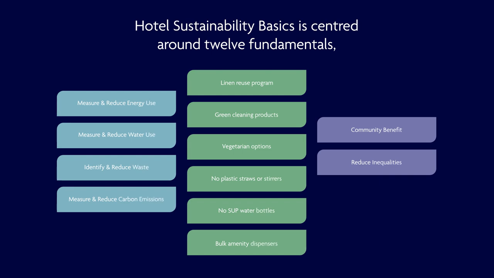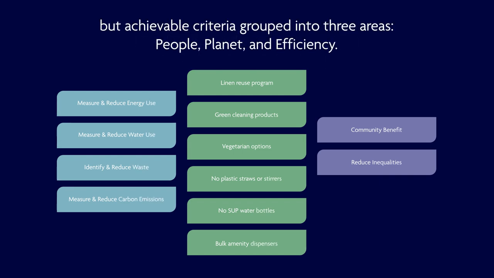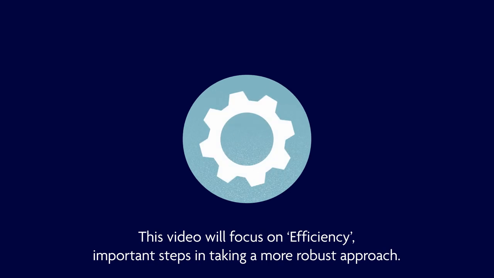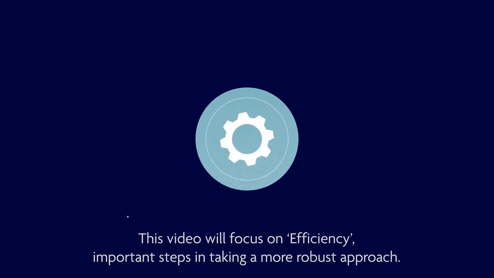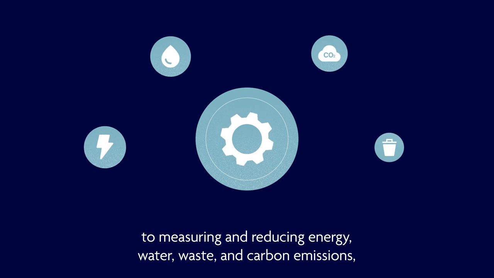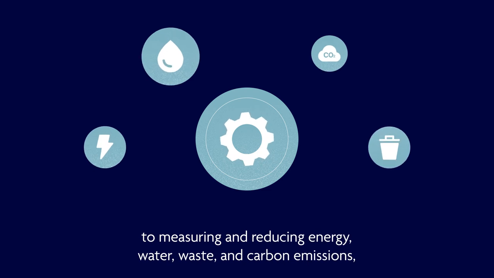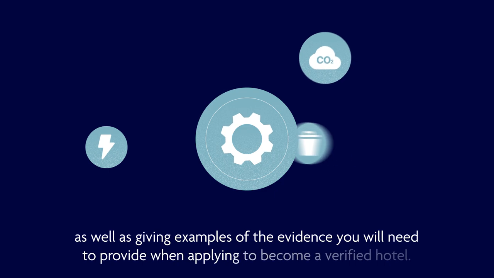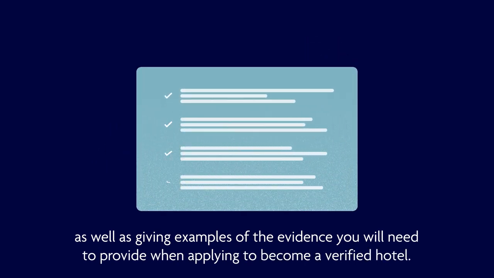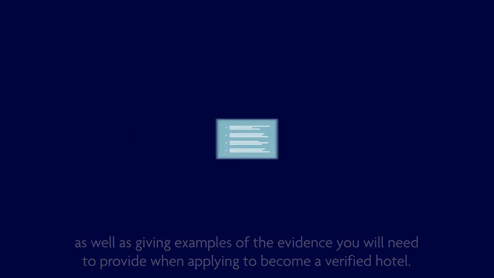Hotel sustainability basics is centered around 12 fundamental but achievable criteria, grouped into three areas: people, planet, and efficiency. This video will focus on efficiency. Important steps in taking a more robust approach to measuring and reducing energy, water, waste, and carbon emissions, as well as giving examples of the evidence you will need to provide when applying to become a verified hotel.